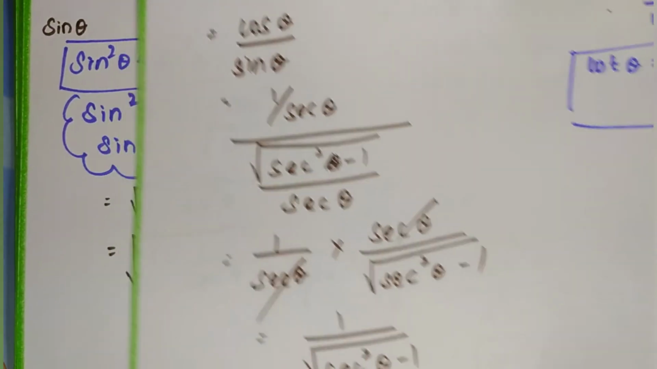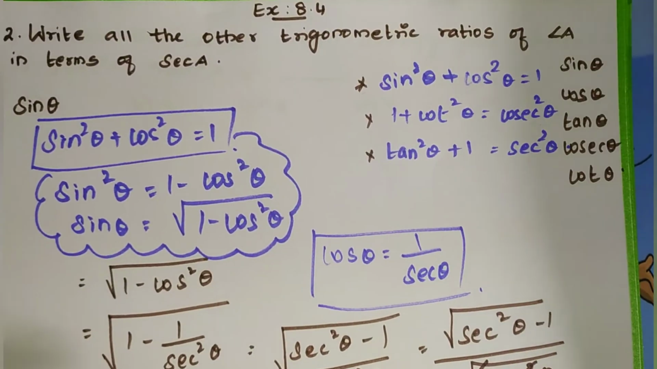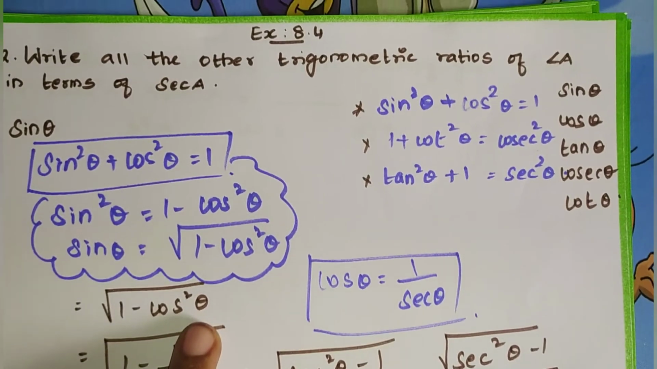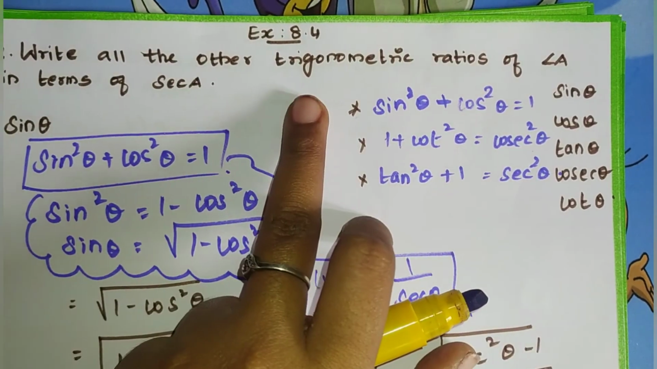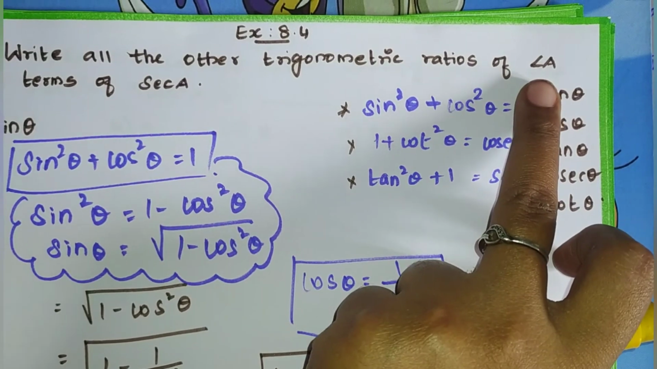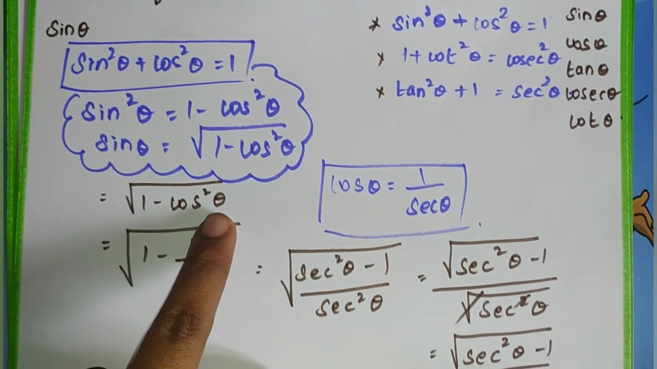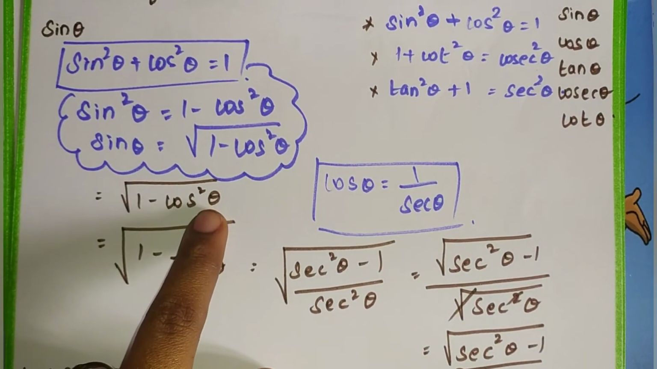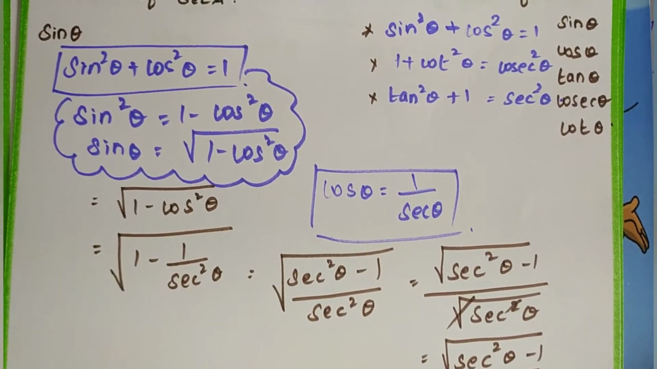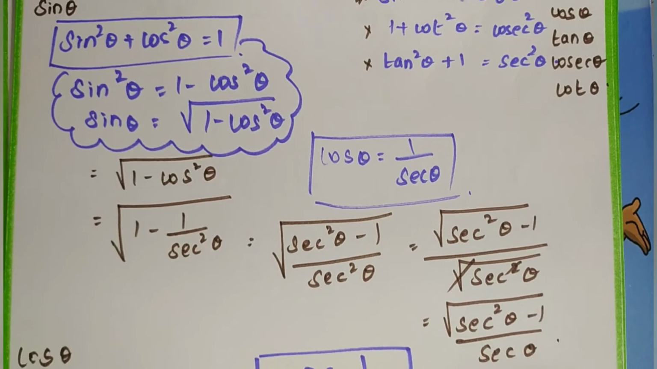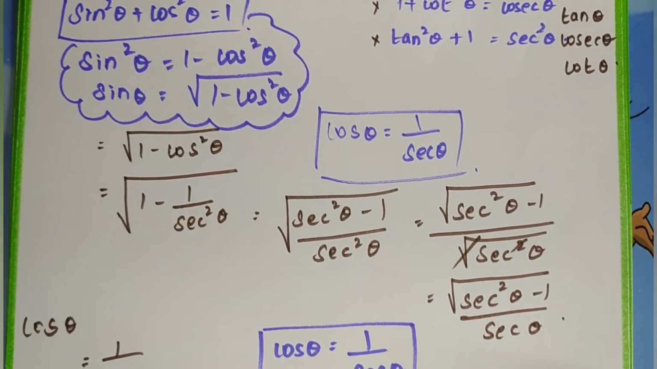So we expressed cot theta in terms of secant theta as 1 divided by root of secant square theta minus 1. Actually, I have written theta in all the places, but in the question it says to write all other trigonometric ratios of angle A. I have given it with angle A. So instead of theta, you can write angle A, but you have to follow the same procedure. Clear all of you children?